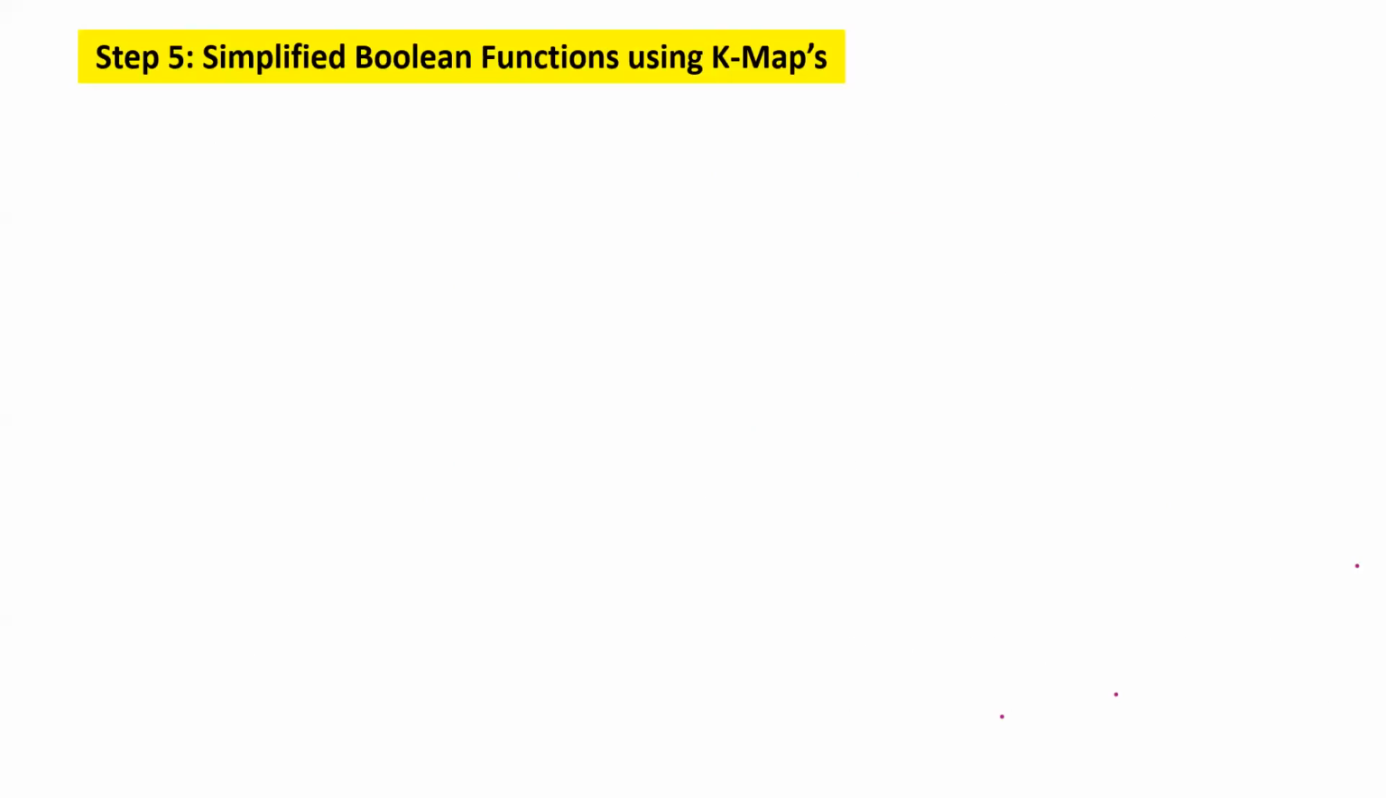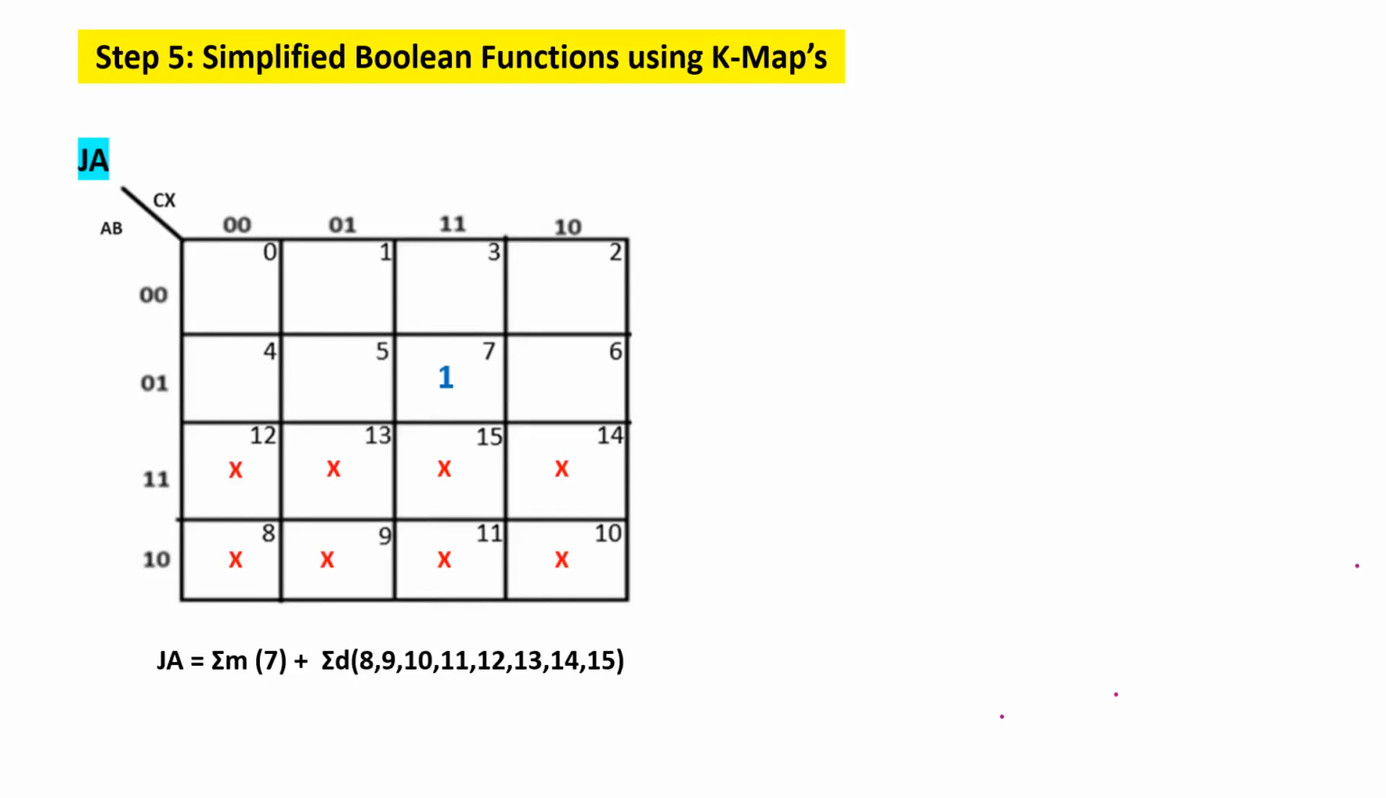Even for the output, we should find the simplified Boolean function with the help of K-maps. First, we should place the ones and don't cares in these minterm number boxes and then make groups. For this one, only one group is possible with the don't care. The remaining don't cares need not form a group.